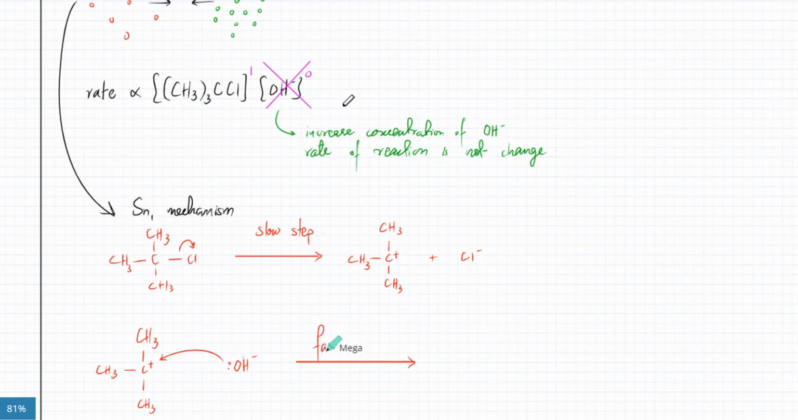So tertiary Sn1 mechanism was for tertiary halogen alkanes, right? Yes.